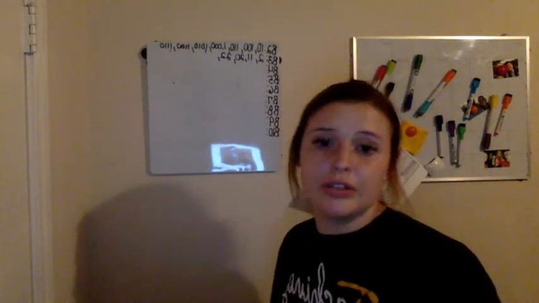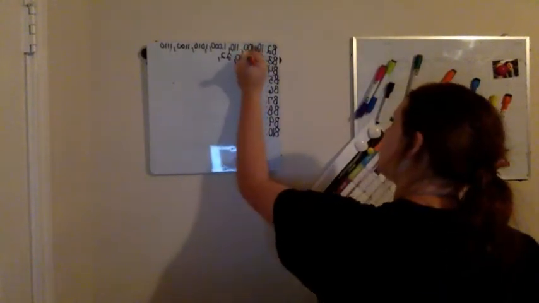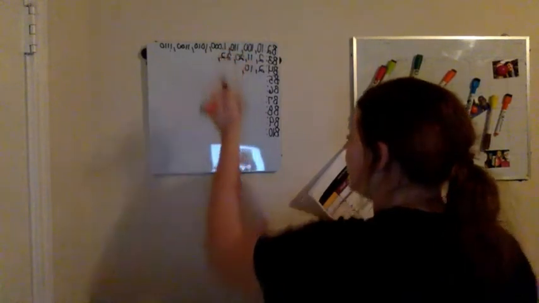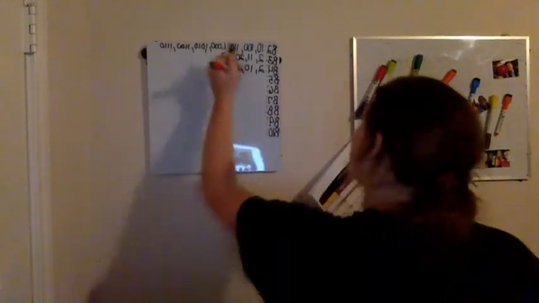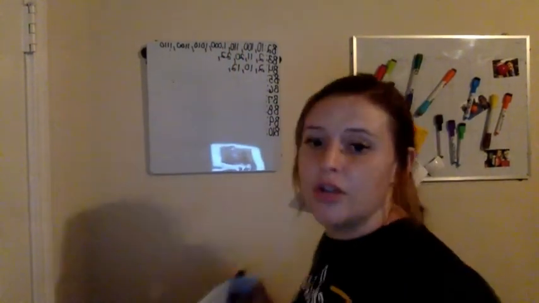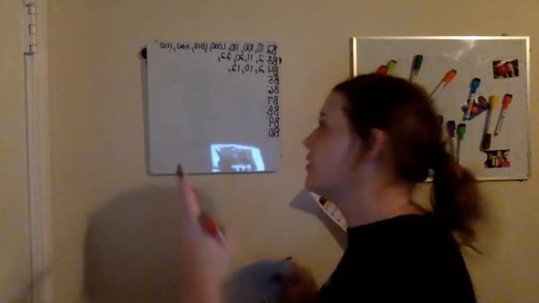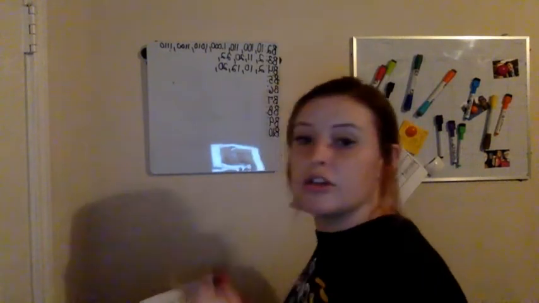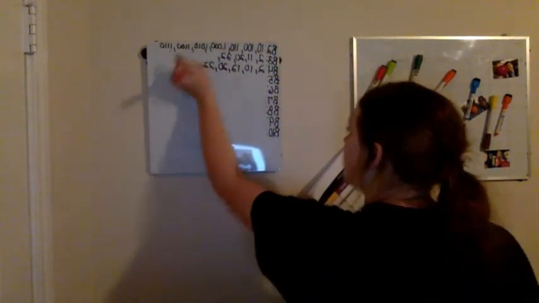Okay, so base 4, we can't go above 4. So we have 2. 3, 4. Oh, that's at 0. Carry that 1. 10, 12. 12, 13, 14. That's at 0. Carry that 1 over. 22. We'll stop there.